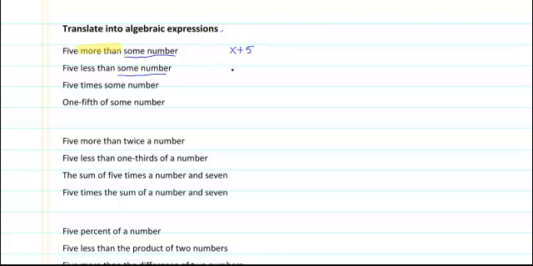In the second one, we have 5 less than some number. So similarly, we start with the some number x. We need 5 less than that, so we take away 5, so minus 5. So x minus 5 is the corresponding variable expression.